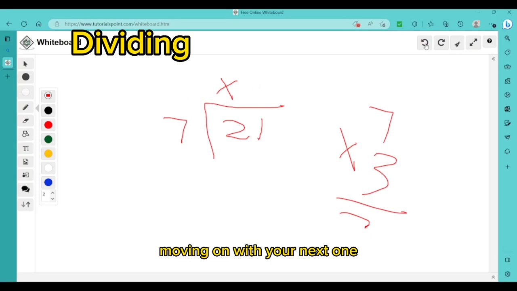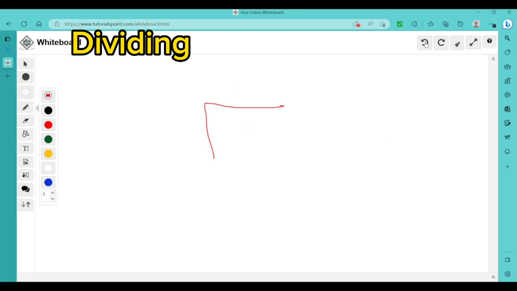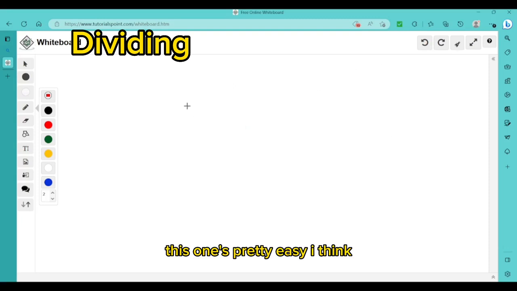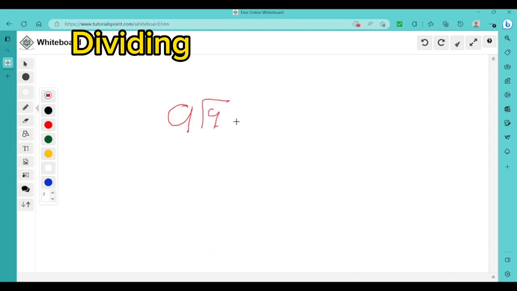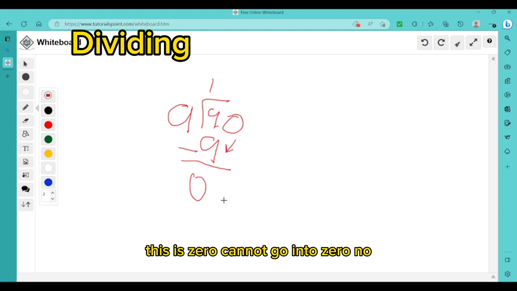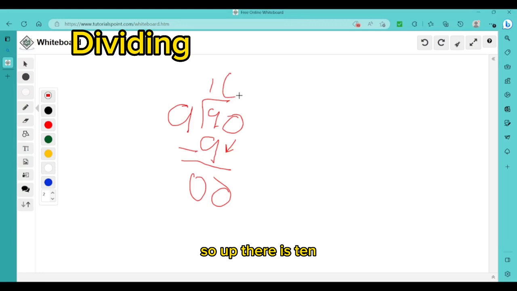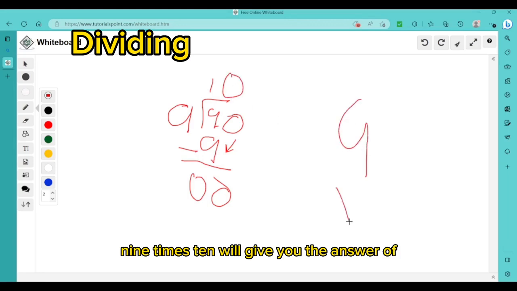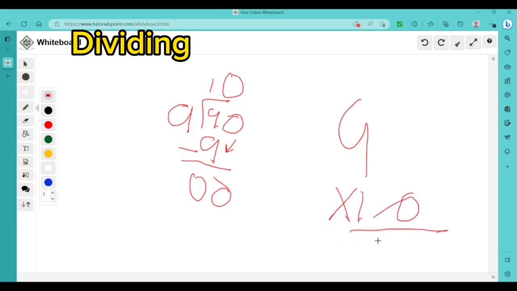Moving on with your next one. This one's pretty easy, I think. 9 into 90. Can 9 go in? Yes. 9 can go in. Minus is 0. Can 9 go into 0? No. So up there is 10. 9 times 10 will give you the answer of 90.